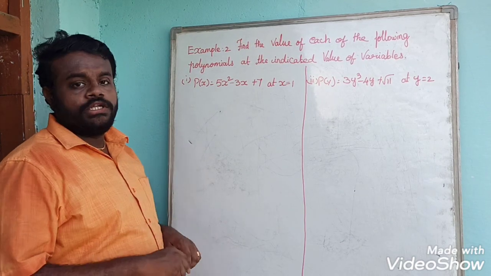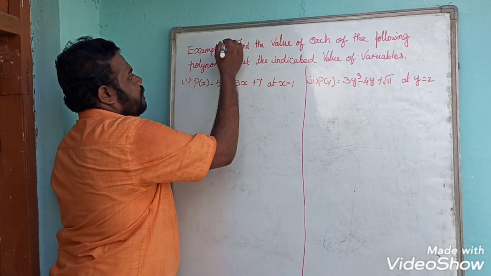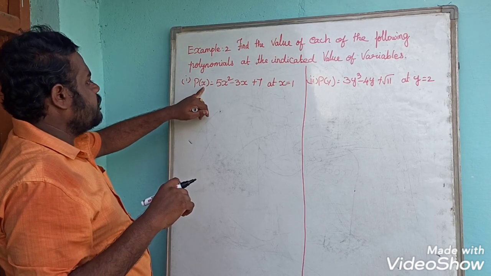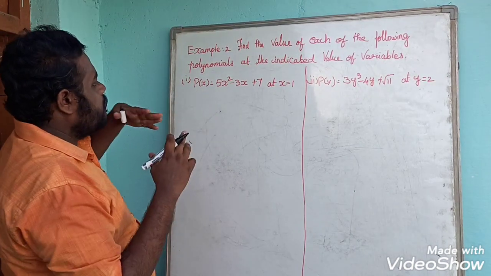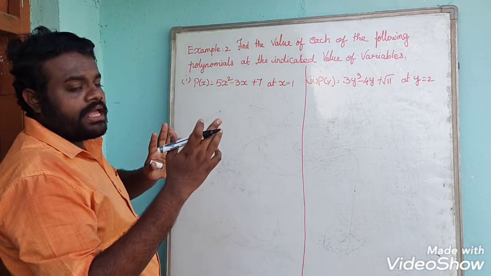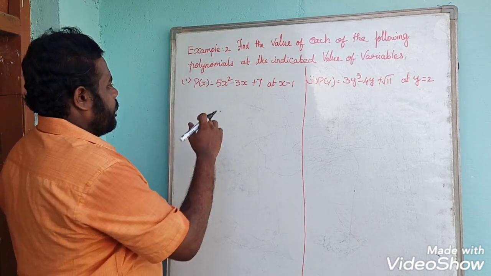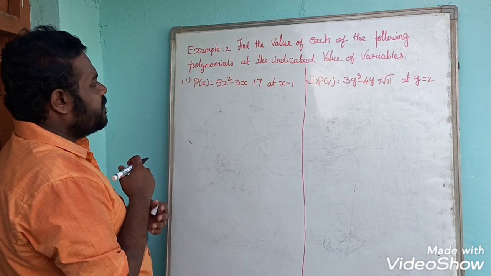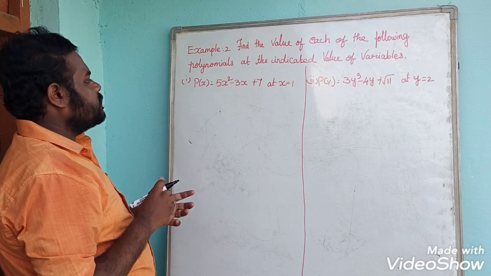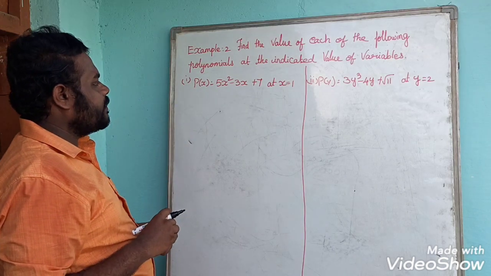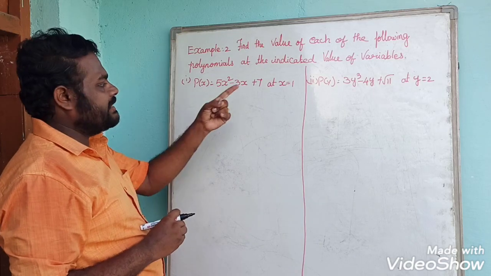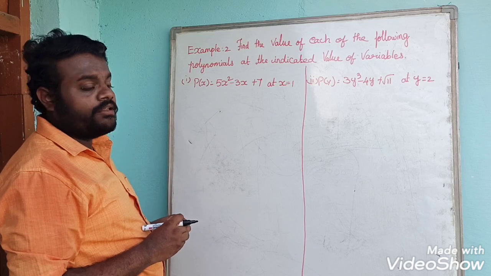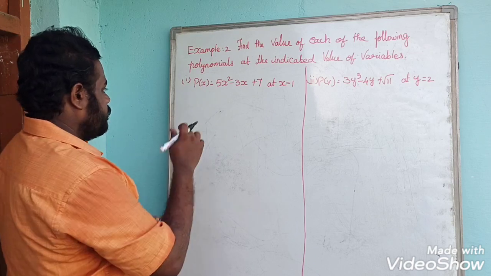Okay, now we see zeros of polynomial. Zeros of polynomial in the sense we have to substitute instead of x, 0. For example, that expression contains the answer, it would be 0. For example, first one: find the value of each of the following polynomials at the indicated value of variables. So here p of x equal to 5x square minus 3x plus 7 at x equal to 1. So we have to substitute 1 instead of x and find out the value for p of 1.